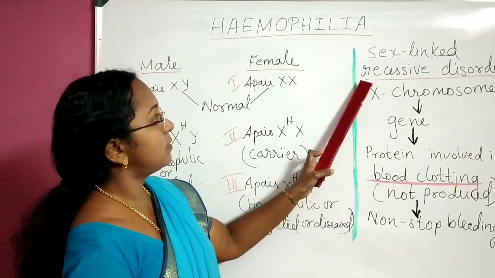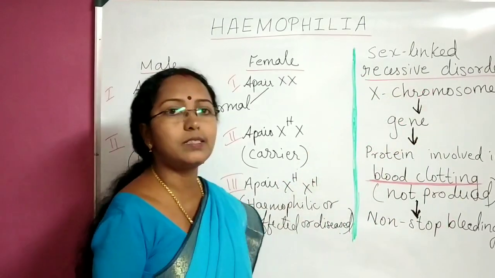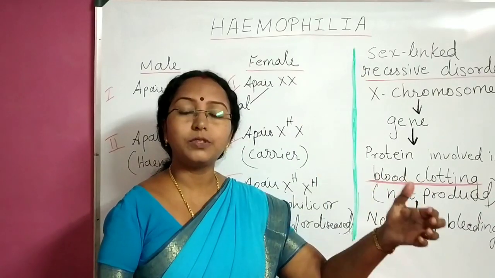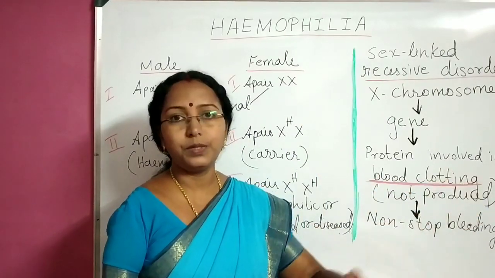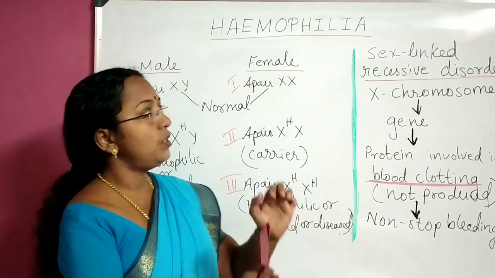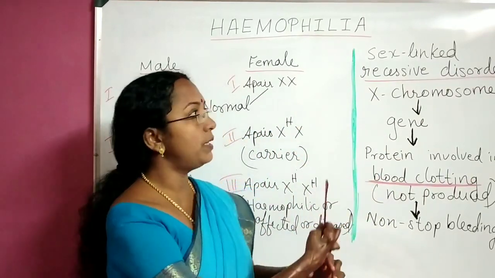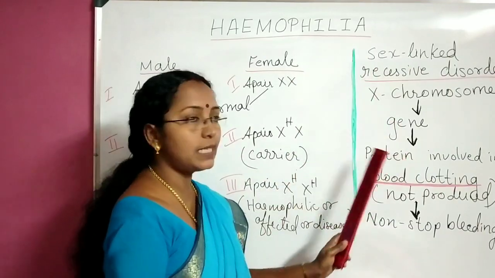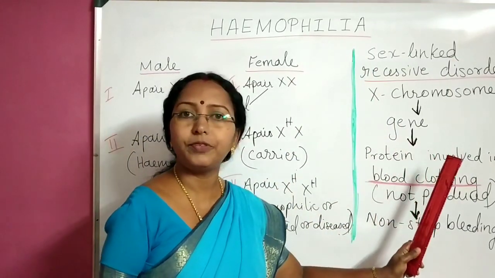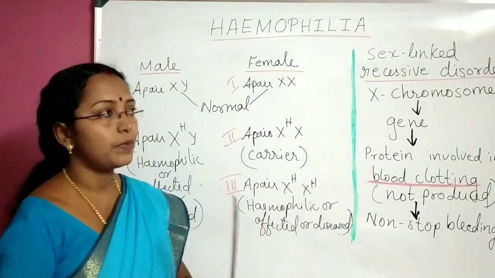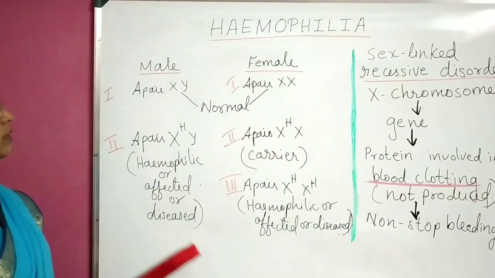Now, look at the next term. It is written as recessive disorder. What a recessive disorder is, and many examples of it, were given in the previous videos. So, in this video, we will focus on haemophilia as a recessive disorder. I hope you have understood haemophilia as a sex-linked disorder because it is affecting the X chromosome. Now, haemophilia as a recessive disorder. For that, look at this particular chart.